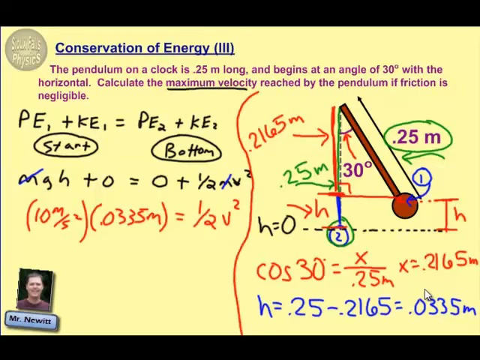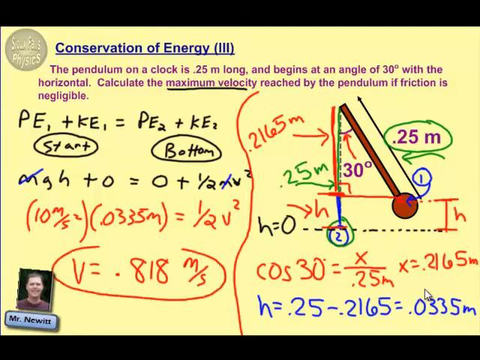All right, so working this out and solving for velocity, we end up getting a velocity at the bottom of that swing of 0.818 meters per second.